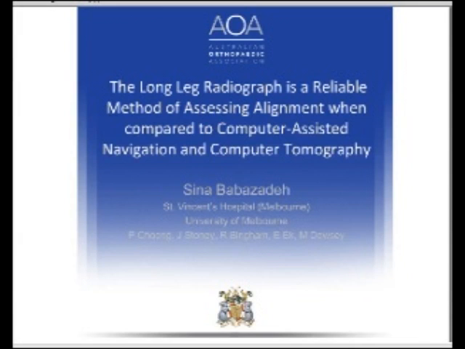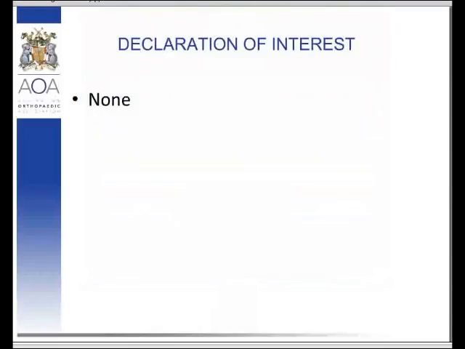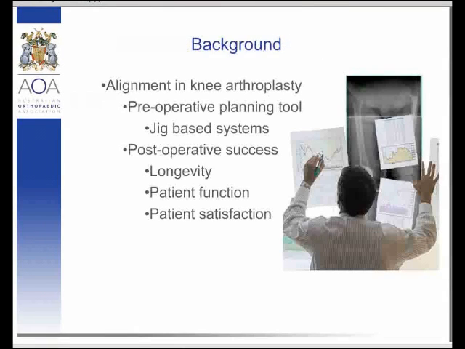Some background. Alignment is an important criterion in primary knee arthroplasty. We use it preoperatively, especially in determining our distal femoral cuts and determining what prosthesis to use. And post-operatively, it's been associated with longevity. Well-aligned knees tend to last longer. It's been associated with patient function. Patients tend to do better with straighter knees, and also patient satisfaction. So in the outpatients, one of the things the patient's after is a straight knee afterwards.